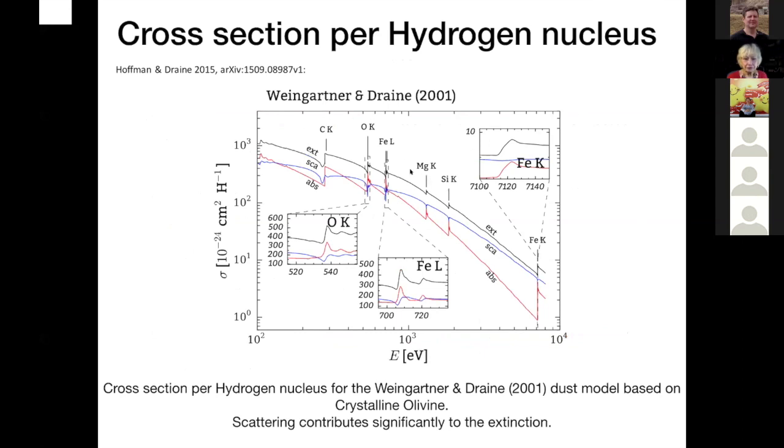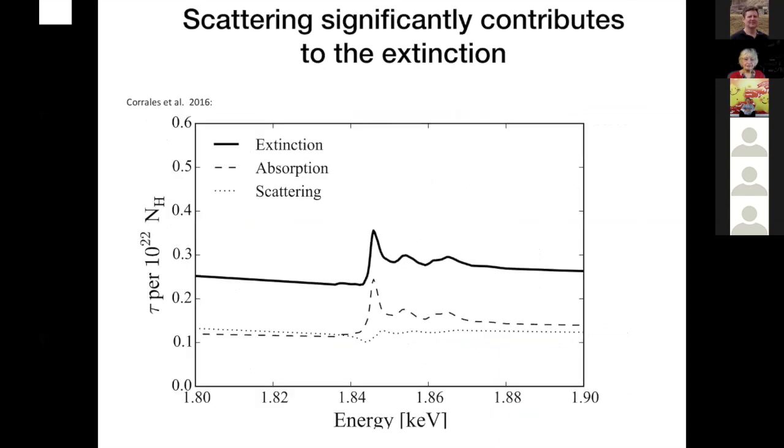These are the elements that absorb X-rays. This shows the cross-section per hydrogen nucleus from the Garden dust model based on Christine Oliver. We specifically focus on the silicon K-edge. Besides the absorption, we can say the scattering significantly contributes to the extinction.